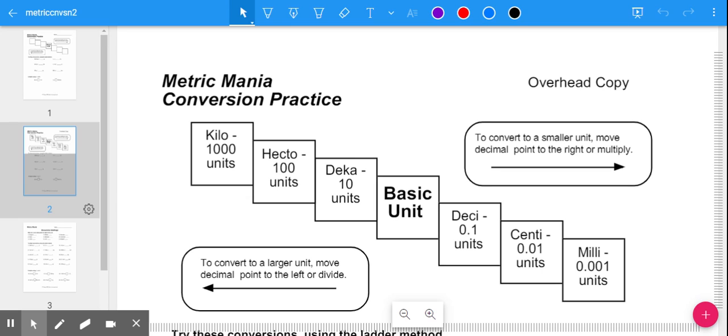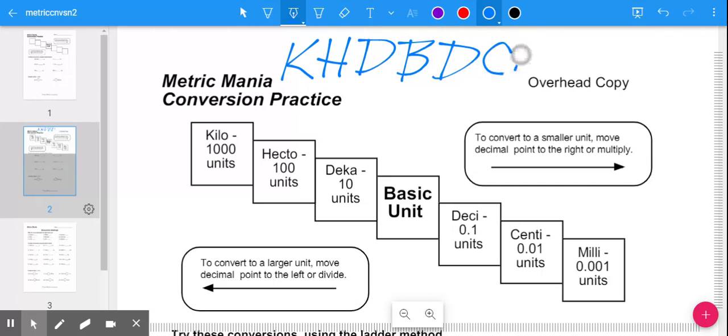Hey everybody, today we're going to be doing 0.8, the metric conversions. So this is the basic setup for all metric conversions. You have probably heard in the past that King Henry died by drinking chocolate milk. And that's kind of your basic setup.